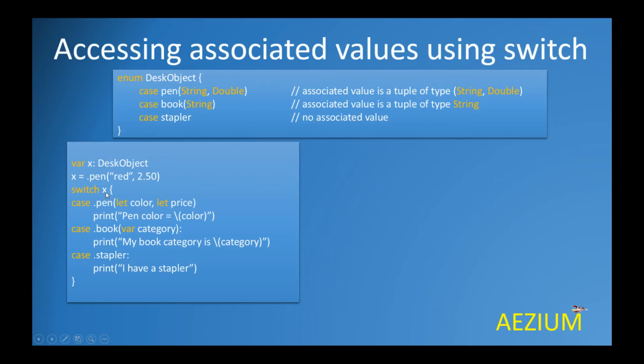So if the value of x is pen, we declare a constant called color, and we assign a value to color which is equal to the first associated value of pen. Similarly, we assign to a new temporary parameter called price the second associated value of pen, which is 250.